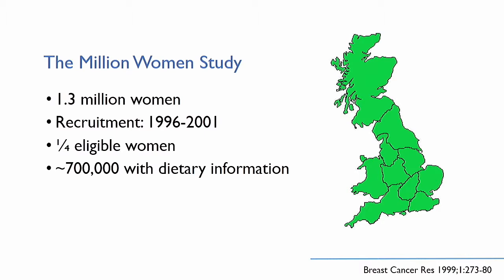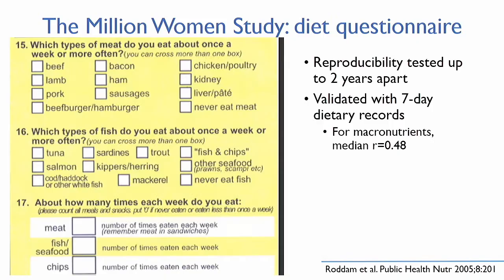It was set up actually to look at the effects of hormone therapy for menopause on breast cancer and other health outcomes. And it was a question that a lot of women wanted answered. And so actually a quarter of the women who were in the right age range are in the Million Women Study, which is phenomenal.